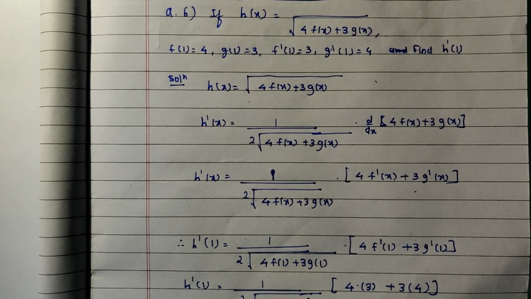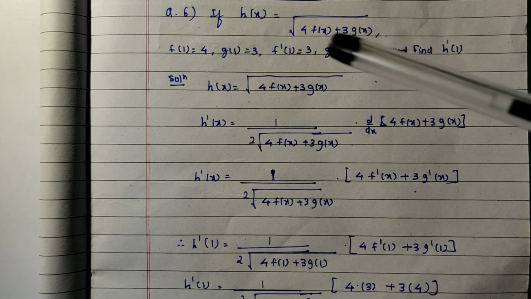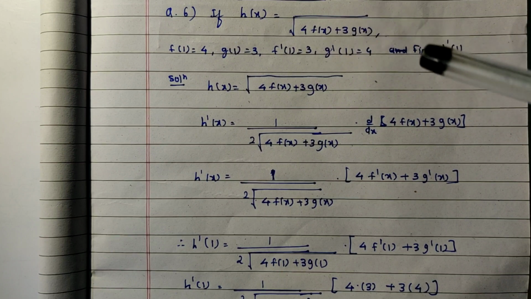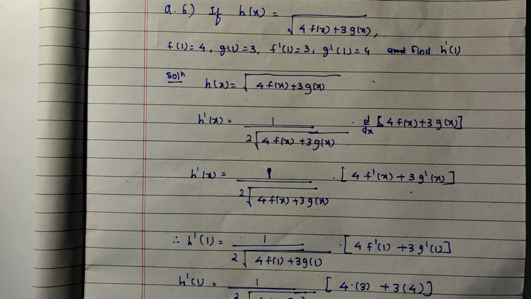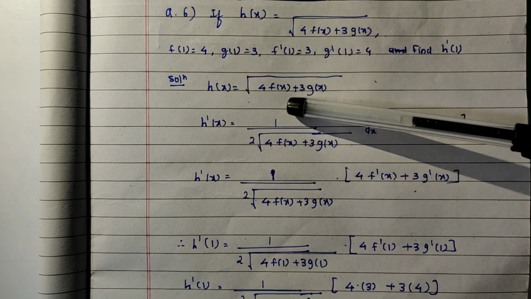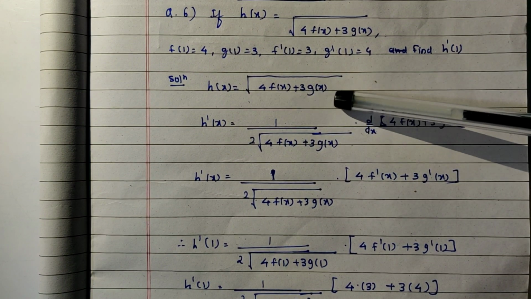Question number 6. Given h of x is equal to root of 4 f of x plus 3 g of x. What is given? f of 1 is 4, g of 1 is 3, f dash of 1 is 3, g dash of 1 is 4, and what is required is to find h dash of 1. So first we write h of x. What is h of x? Root of 4 f(x) plus 3 g(x).